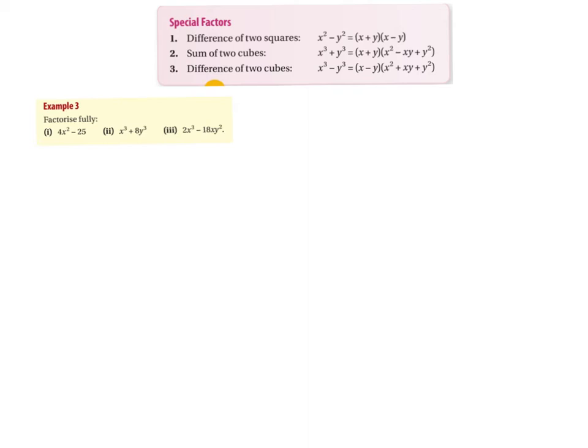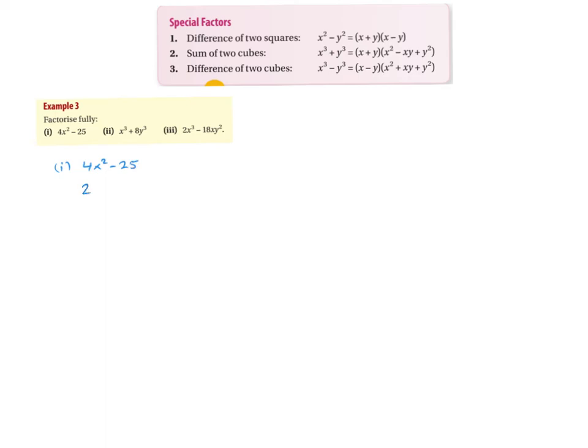So what we're going to do is go through all three of these as example number 3. If you have a look at the first one, nice and straightforward. We've got 4x squared minus 25. These pop up all over the course. What we've got to do is write it as a square. So you've got to notice that this is 2 squared, x squared minus 5 squared.